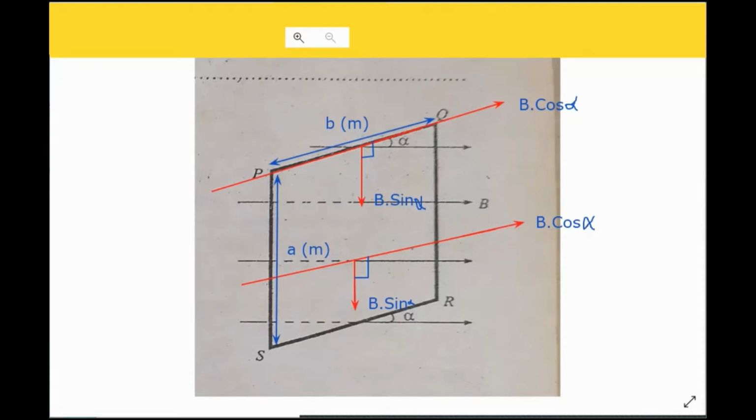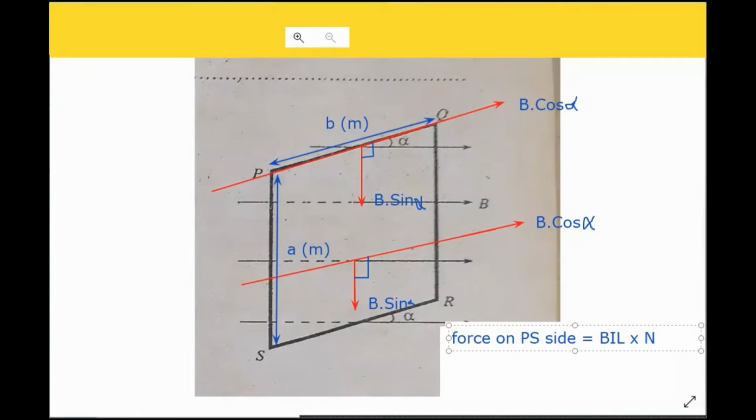Force acting on PS side. Force on PS side, because there are many coils. The normal equation is force BIL, but there will be n number of turns. It means n number of wires are there along PS. So force acting on one conductor is BIL, force acting on n number of conductors is BIL into n.